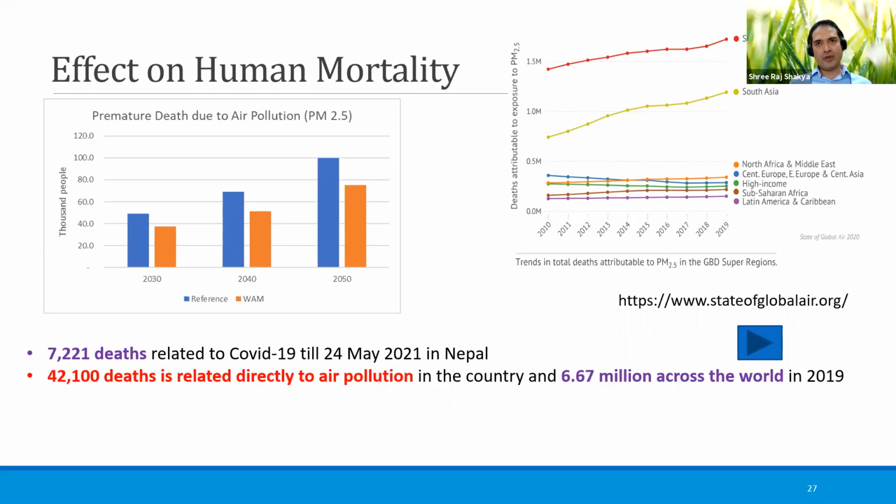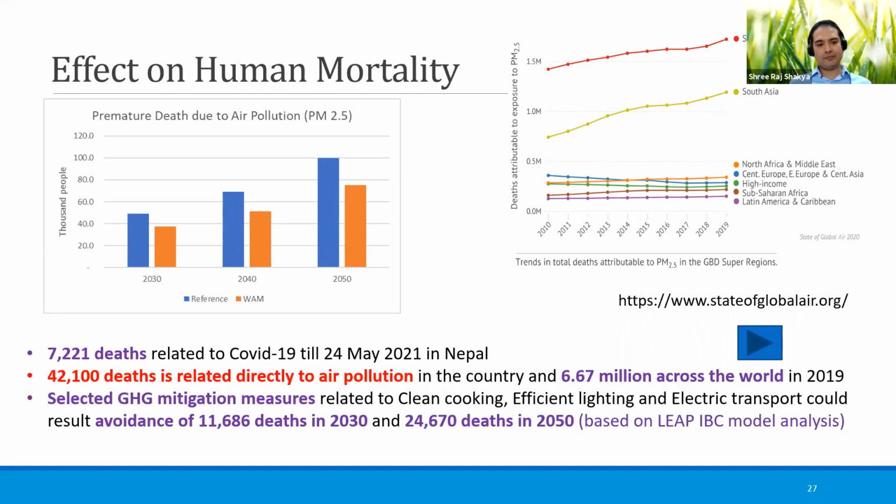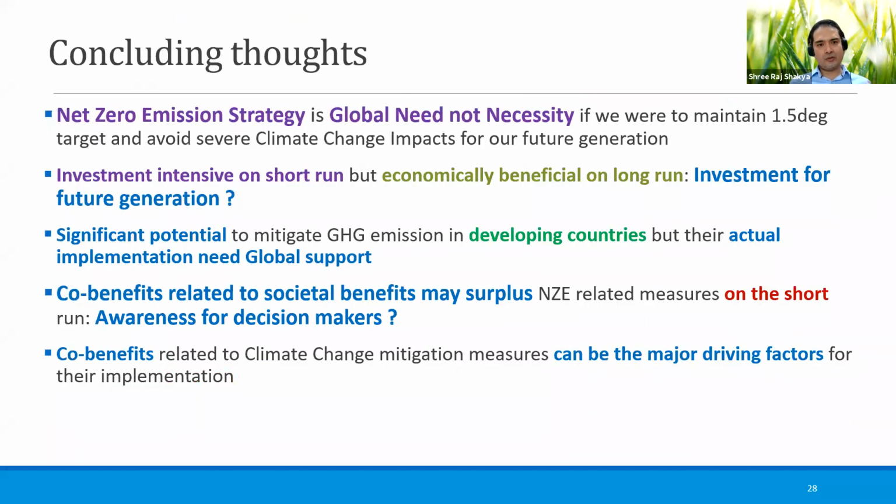While staying at IASS, we have further developed and analyzed this model, and we have seen that by using this IBC calculator, because of this mitigation, considering clean cooking, efficient lighting, and electric transportation, nearly 11,000 deaths can be avoided in 2030 and 24,000 deaths can be avoided in 2050. That is a very significant social contribution. So I would like to summarize based on these results. These are the concluding thoughts.